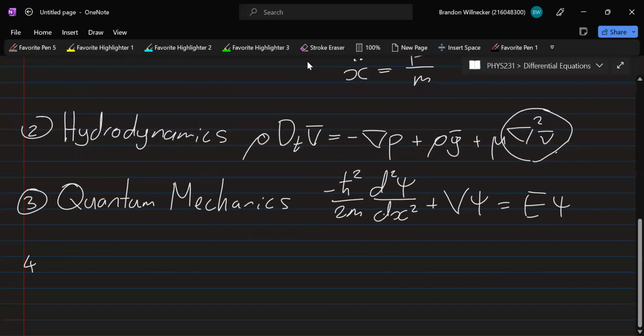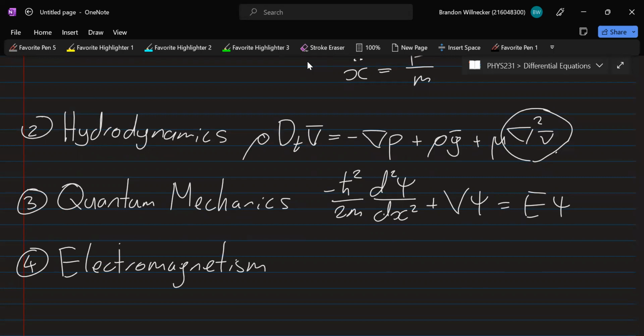Okay, other examples. Number 4, Maxwell's equations, so electromagnetism. Maxwell's equations are a set of differential equations. And then I'll write down one here. So we have the divergence of the electric field is the charge density over epsilon naught. This upside down triangle here, the nabla or del, that is a derivative. So we've got a derivative of the electric field. So this is again a differential equation.